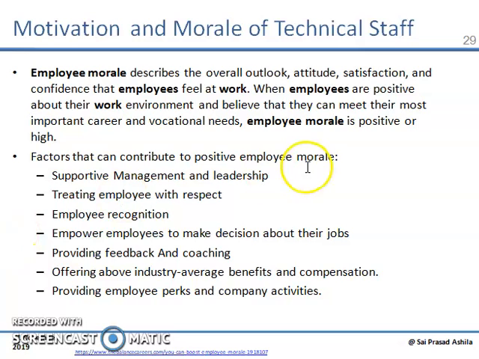The motivation and morale of the technical staff is also important in getting the best software application outcome. Employee morale describes the overall outlook, attitude, satisfaction, and confidence that an employee feels at work. When employees are positive about their work environment and believe that they can meet their most important career and vocational needs, employee morale is positive and high.